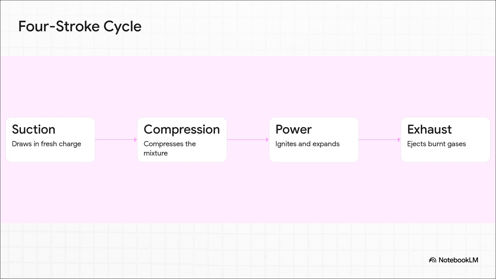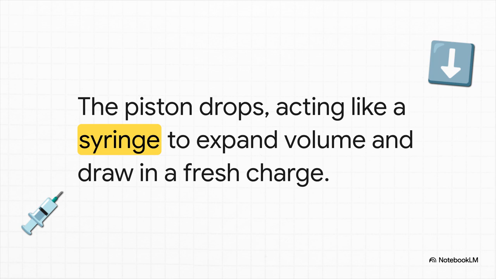Let's break those down. Stroke number 1 is suction, though a lot of folks call it intake. Try to picture blue arrows of fresh air rushing in. As the piston drops down from top dead center, it acts exactly like a medical syringe being pulled back. The inlet valve pops open, the physical volume inside the cylinder expands, and this low-pressure vacuum just pulls a fresh, perfectly mixed charge of air and atomized petrol right into the chamber.